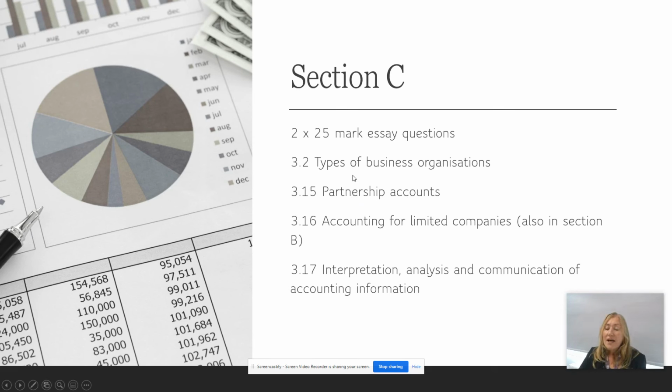And then linking that with types of business organisations, because under this umbrella comes sources of finance. So we could have a question where one partner's leaving, he or she needs to be paid off. How is the business going to go forward? How are they going to raise the money to do that? Are they going to borrow? Are they going to become a company? That kind of thing. So accounting for limited companies, another question there, combined with perhaps ratio analysis or investor ratios.